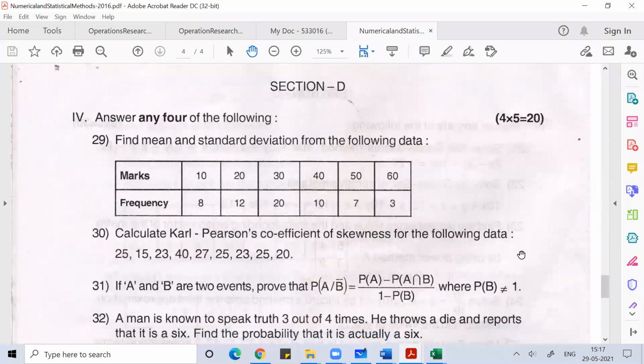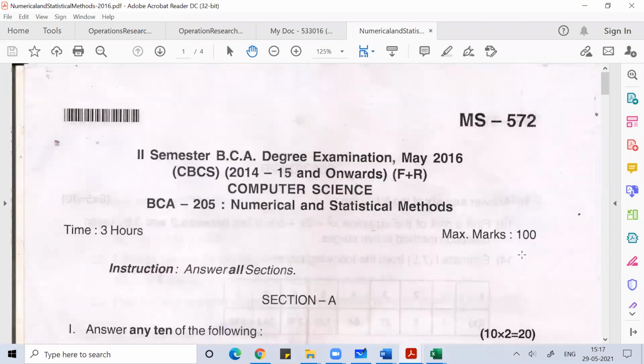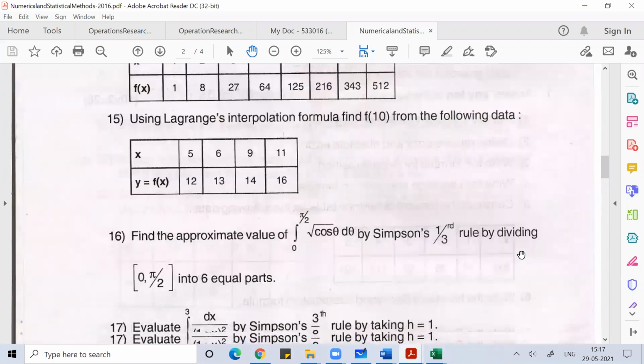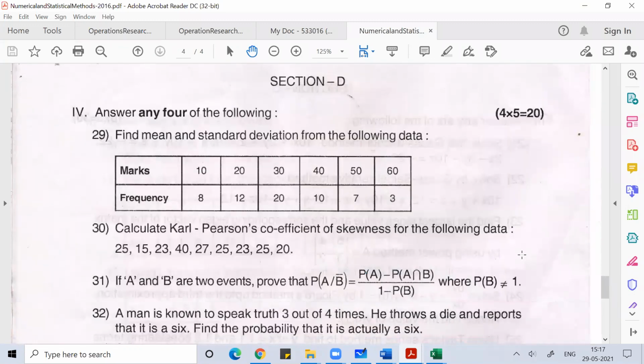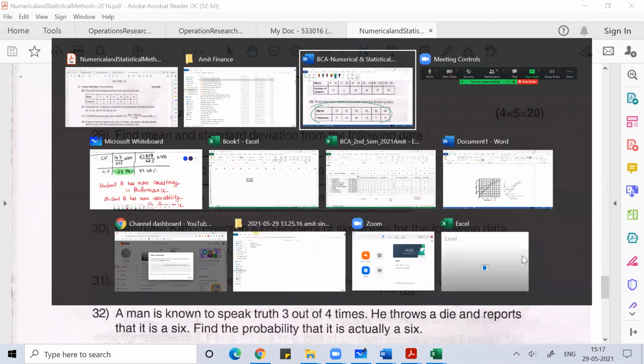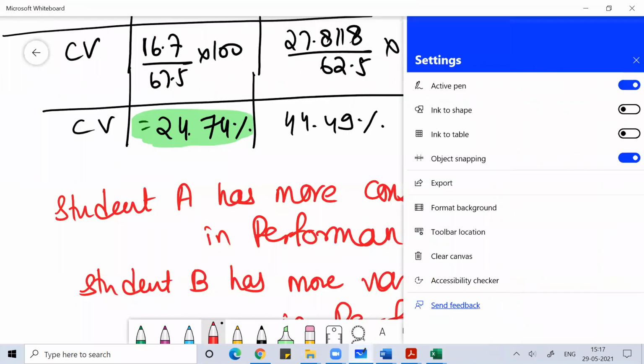This question came for 5 marks. So we'll do this question. Find the mean and standard deviation from the following data. This is a 2016 question, a 5 marks question on standard deviation. Can we start then? So we'll discuss this question.